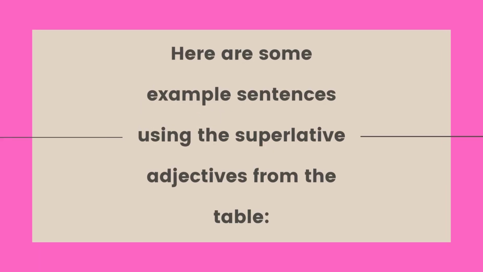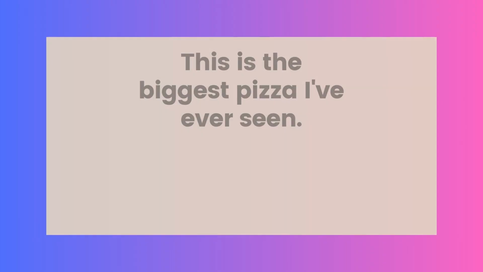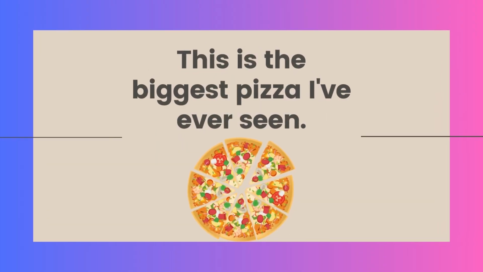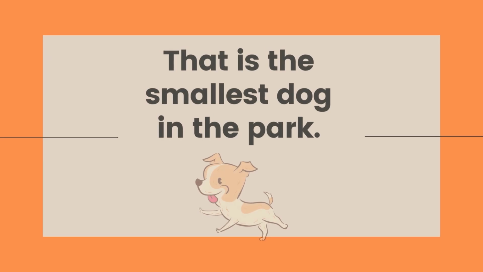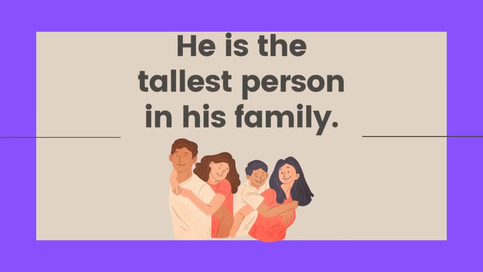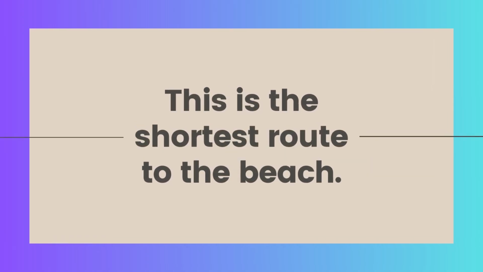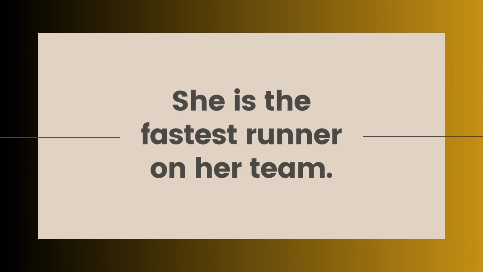Here are some example sentences using the superlative adjectives from the table. This is the biggest pizza I've ever seen. That is the smallest dog in the park. He is the tallest person in his family. This is the shortest route to the beach. She is the fastest runner on her team.